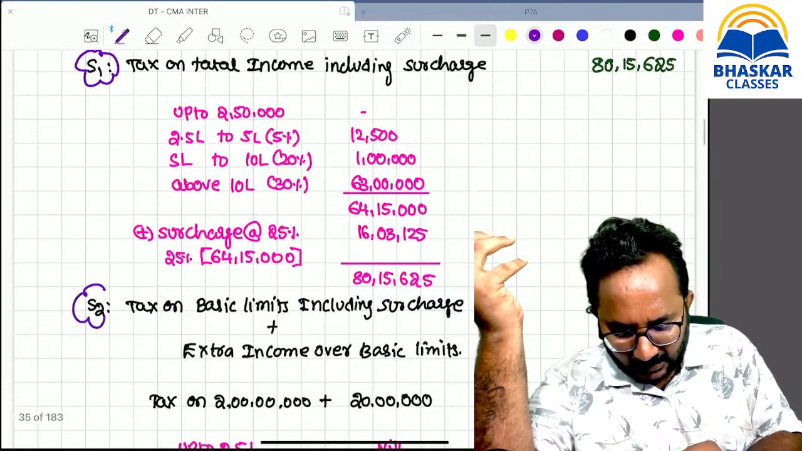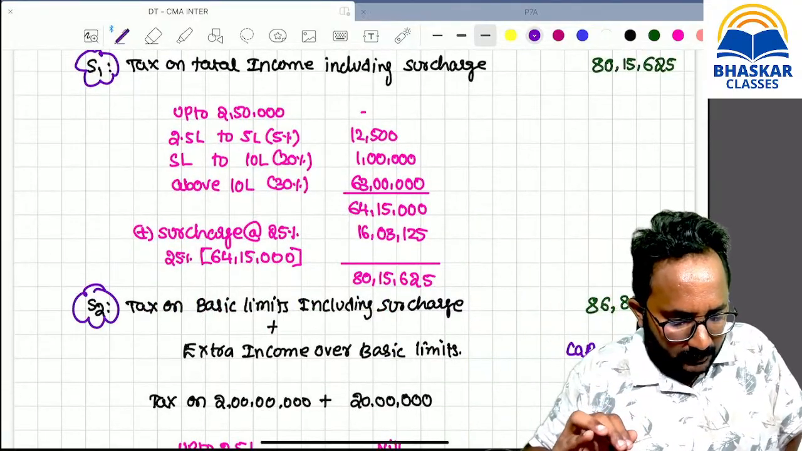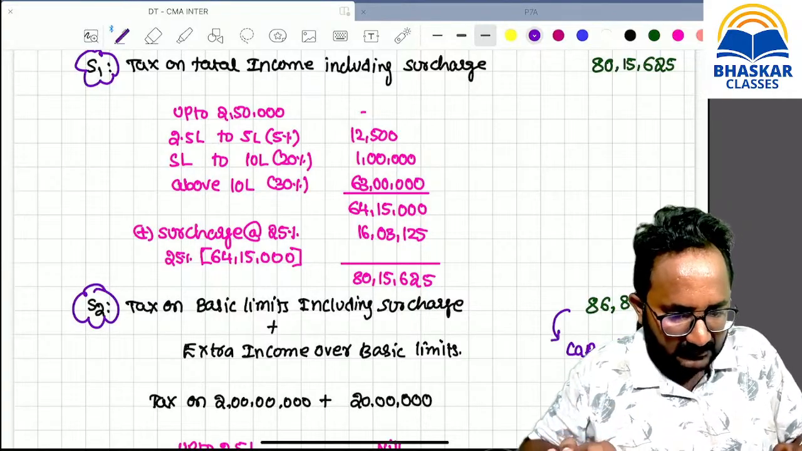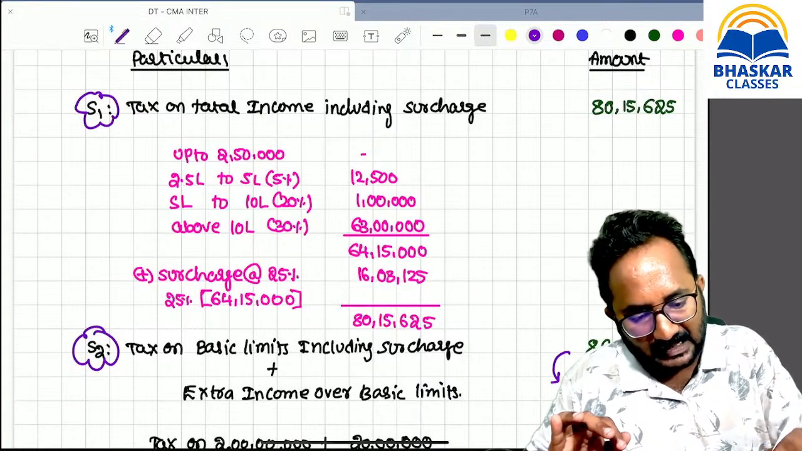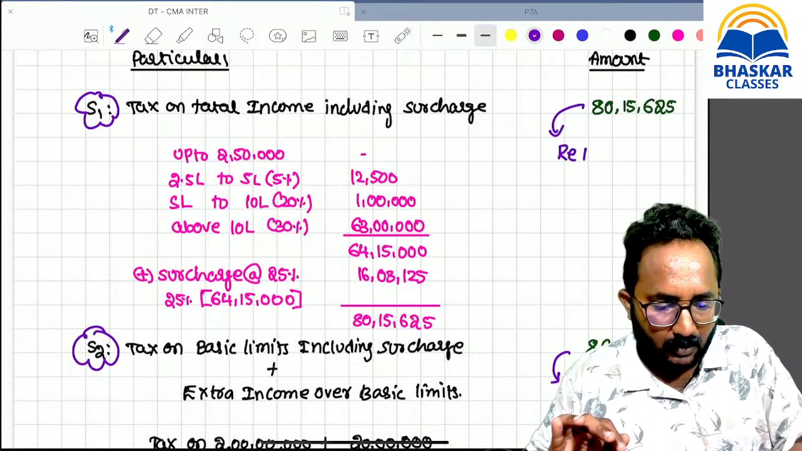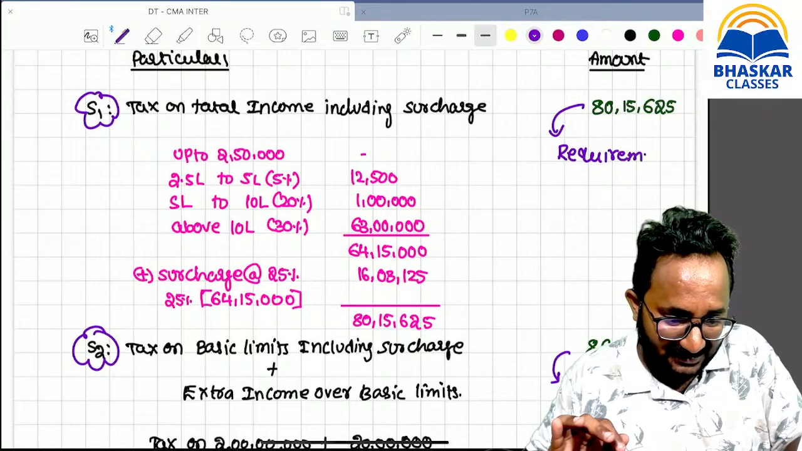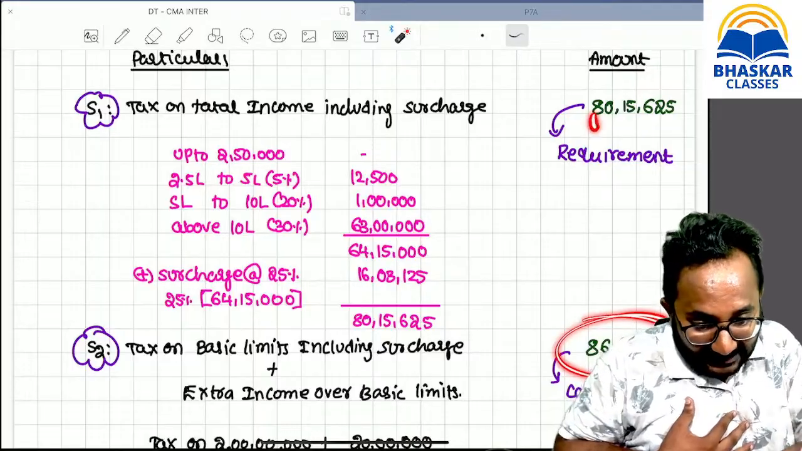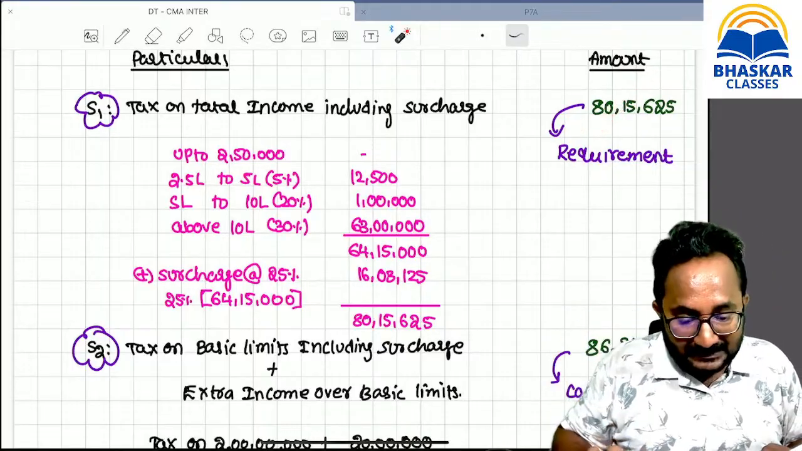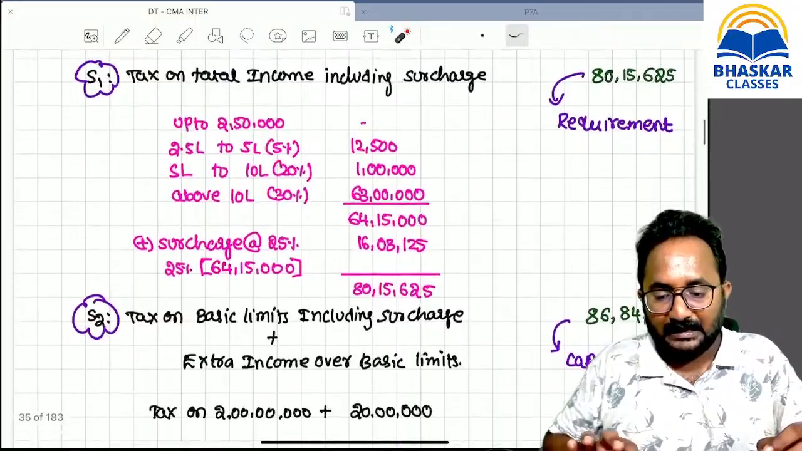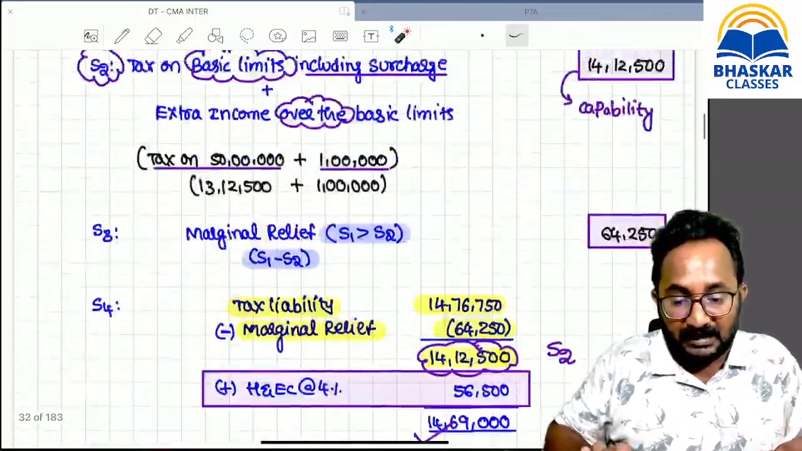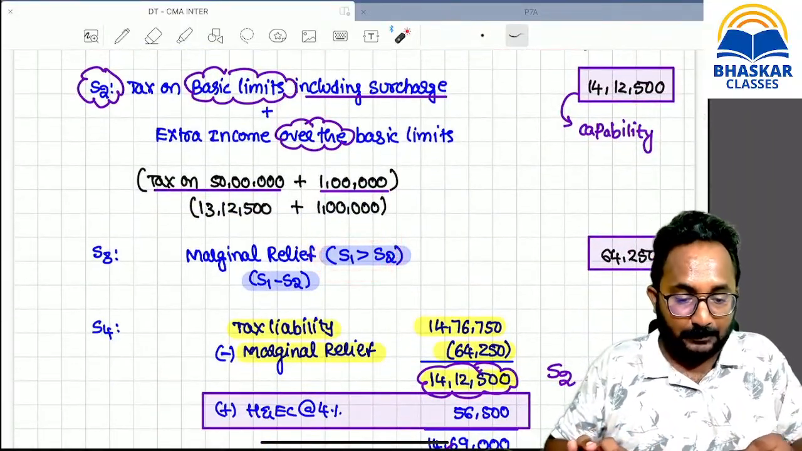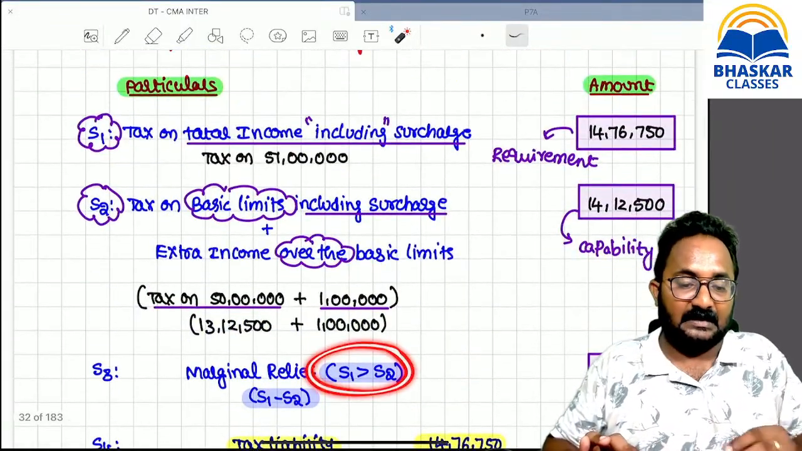Remember, finally, it is your capability. How much are you capable of paying? 86. How much are they asking? Requirement. So now, is marginal relief required here? Not required. Sir, I can pay this amount. They are asking this one only. Here there is no marginal relief, because you can get the marginal relief only if step 1 is more than step 2. If step 1 is more than step 2, you will get marginal relief.